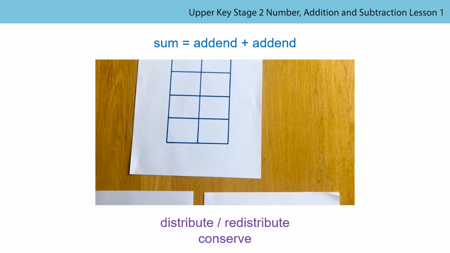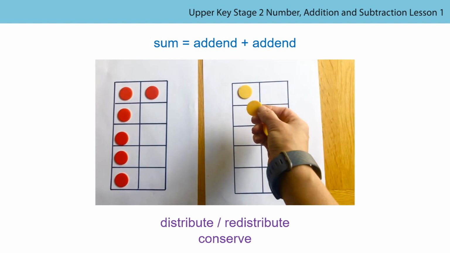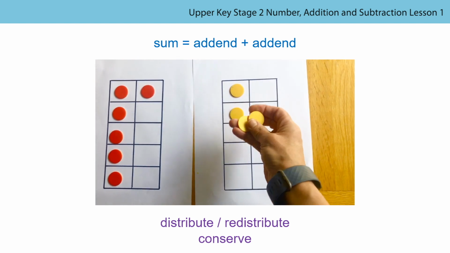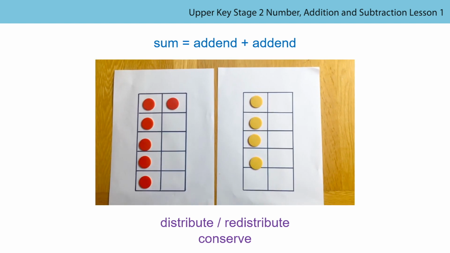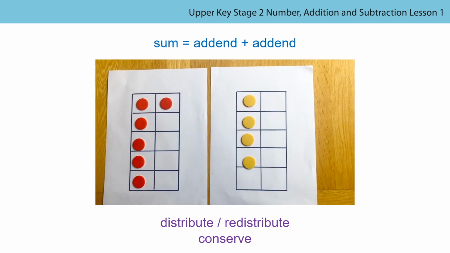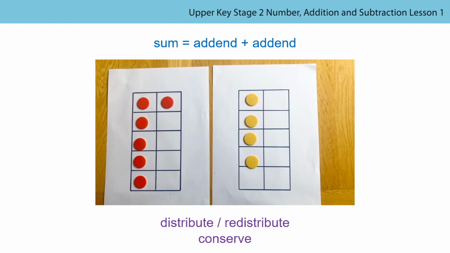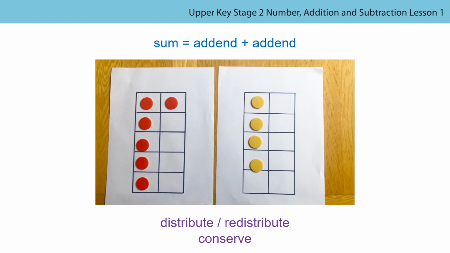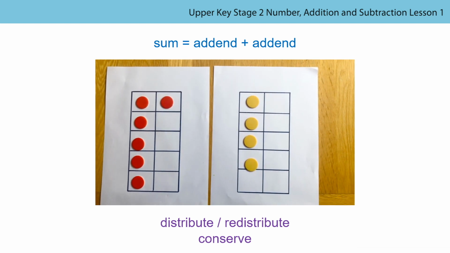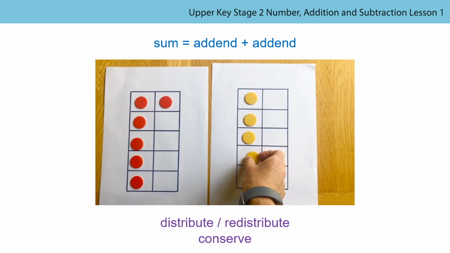So I've still got the 10 in total. I'm going to put on this tens frame here. Okay, so I have distributed my sum into 2 addends of 6 and 4. Now I'm going to increase one of my addends by 1. I'm going to do it to this one here. I'm going to increase 6 by 1.